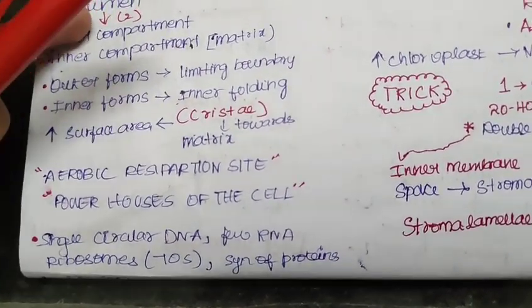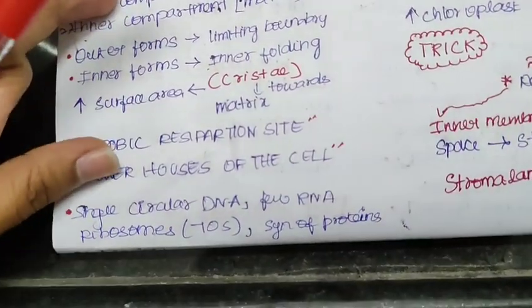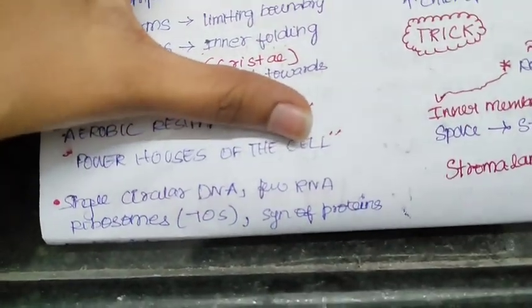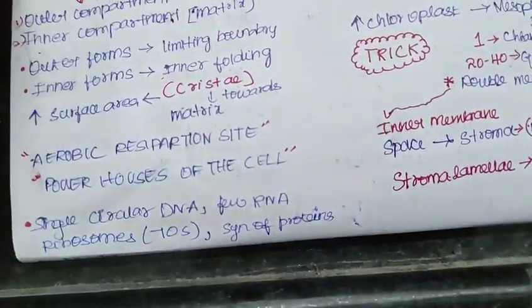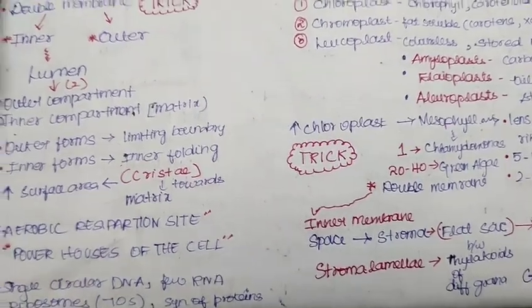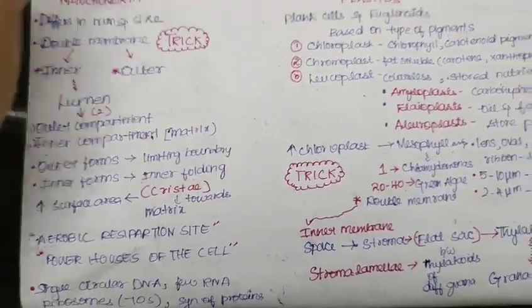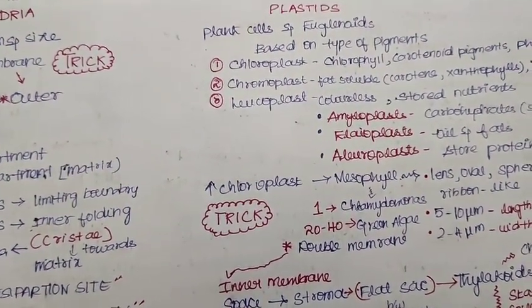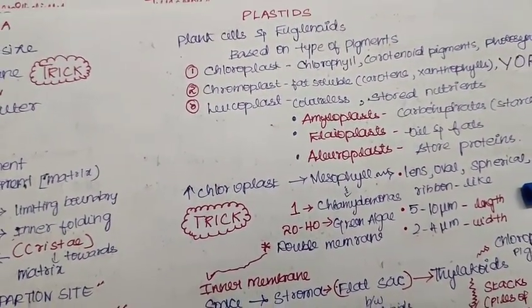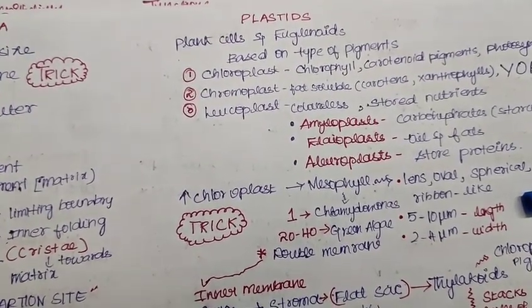Apart from this, in the matrix we have a single circular DNA, a few RNA, and 70S ribosomes, and synthesis of proteins also takes place in the mitochondria. These are the functions and characteristics of mitochondria. Now to talk about plastids. Plastids are found in plant cells and in euglenoids. Based on the types of pigments, there are 3 types.